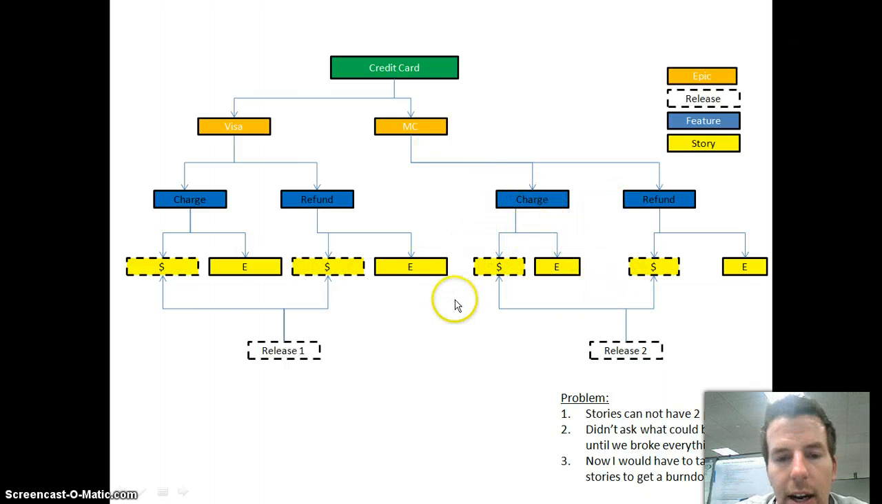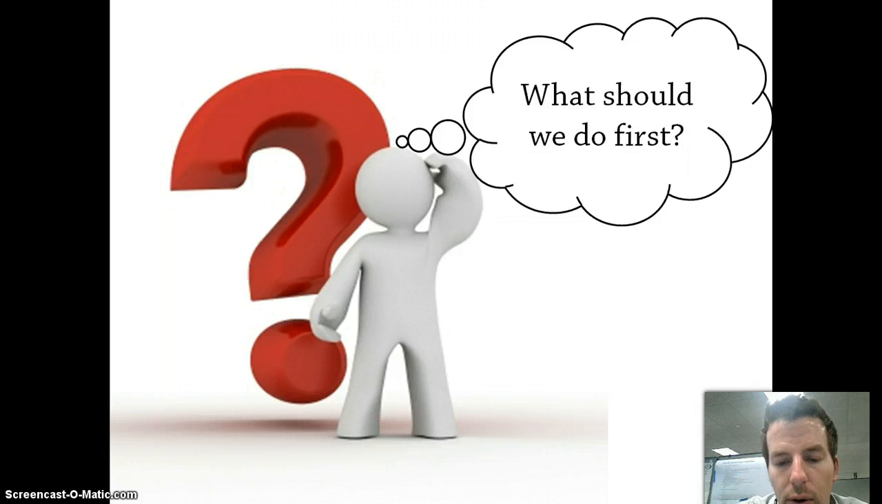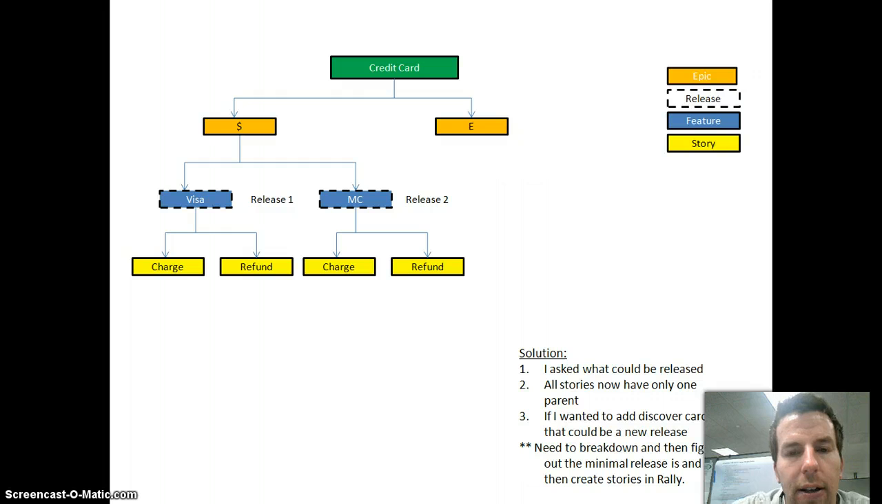So that's kind of the situation that we get into, and what we don't ask our customer or our marketing group or whoever's requesting this from a stakeholder is, what would you like first? So if we only knew what they would like first, we then could maybe break it out into something like this. So again, you still have your credit card, still have dollars, still have Visa, still have charging and refunding.